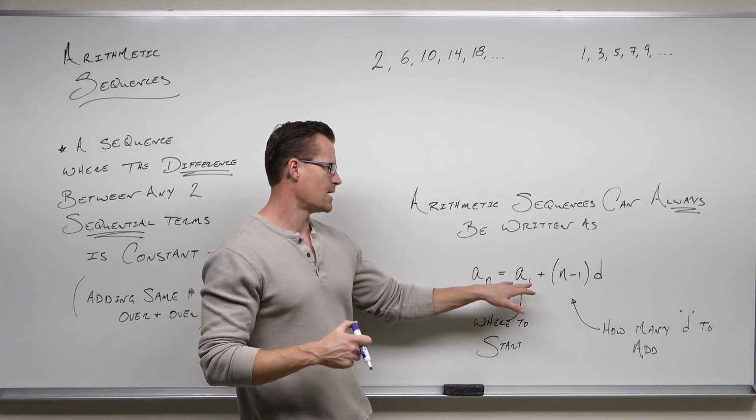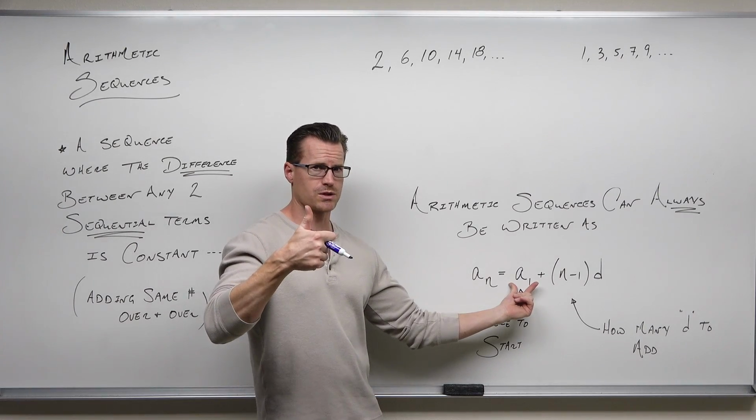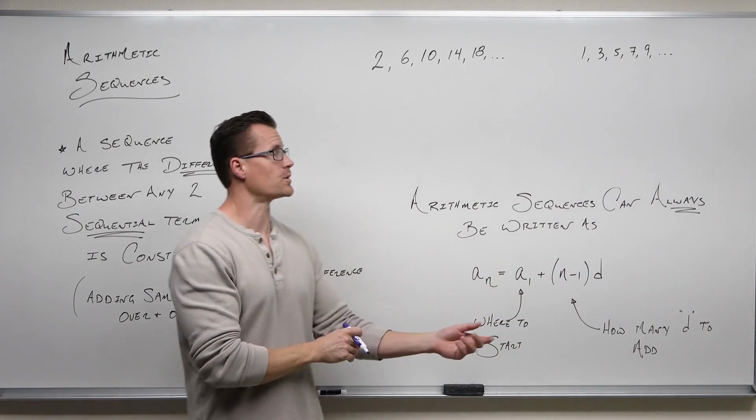I hope you see, like, if this is the way that arithmetic sequences work, your first term counts, right? That counts as one term. How do you get to the 100th? Add 99 common differences to get to that 100th.